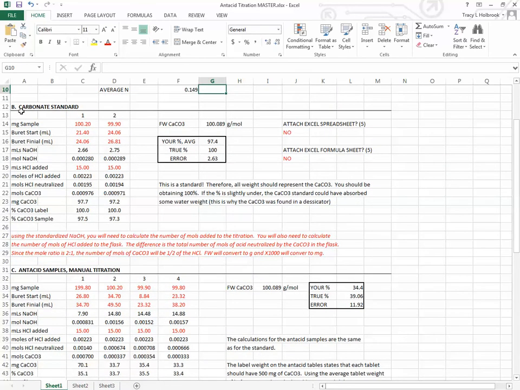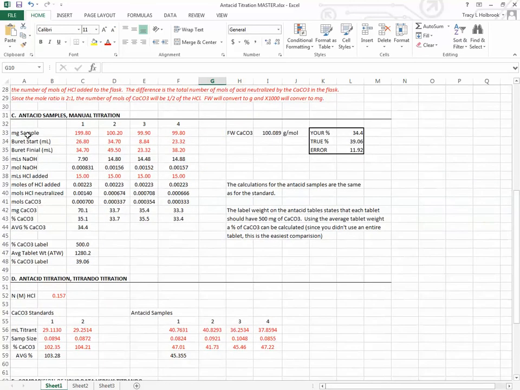Okay, then I'm going to go through, and this says carbonate standard. We didn't really talk about a carbonate standard, right? And you probably will not do a carbonate standard. You'll just do the antacid standard, or the antacid tablet. So we're going to save you a little bit of work here, and that's okay.